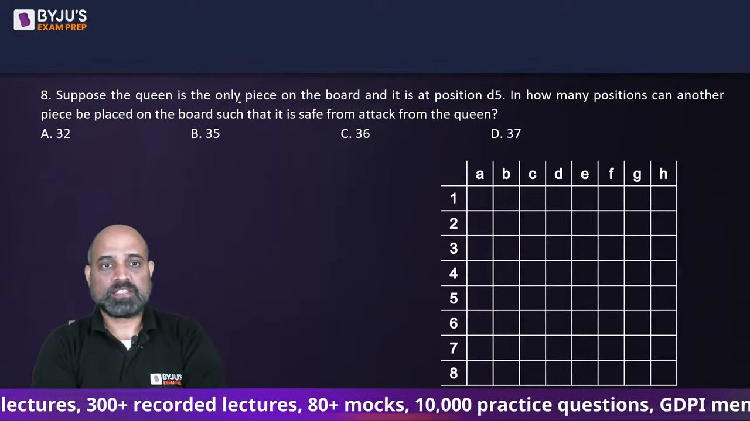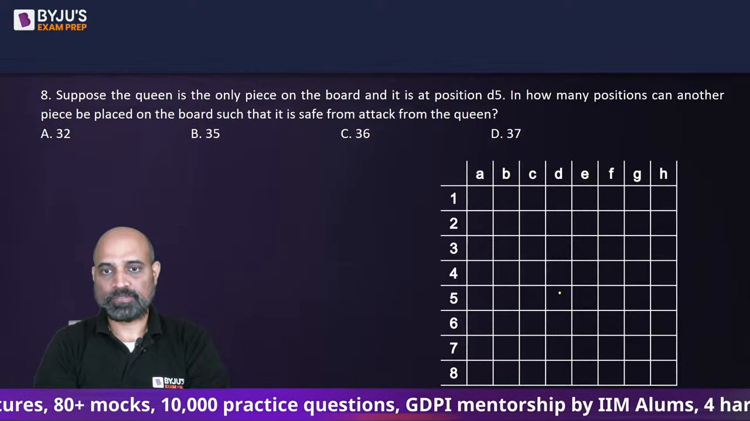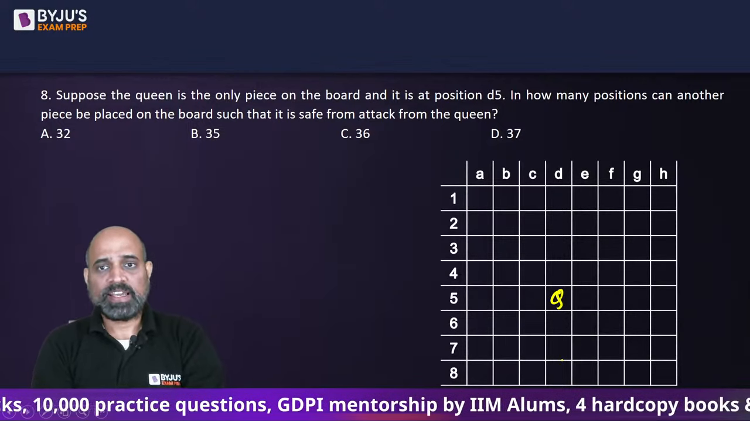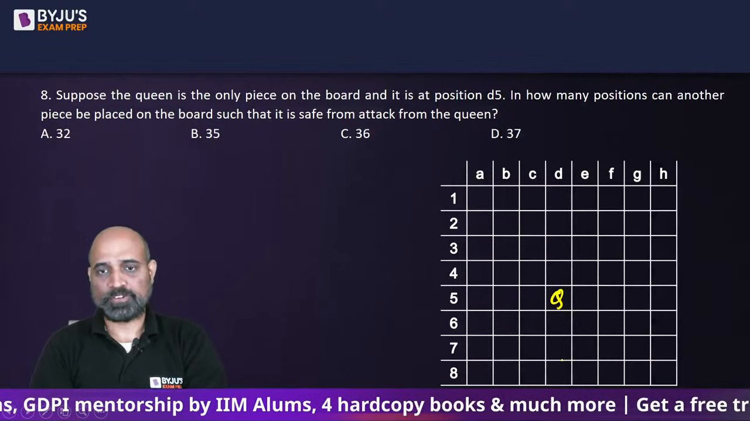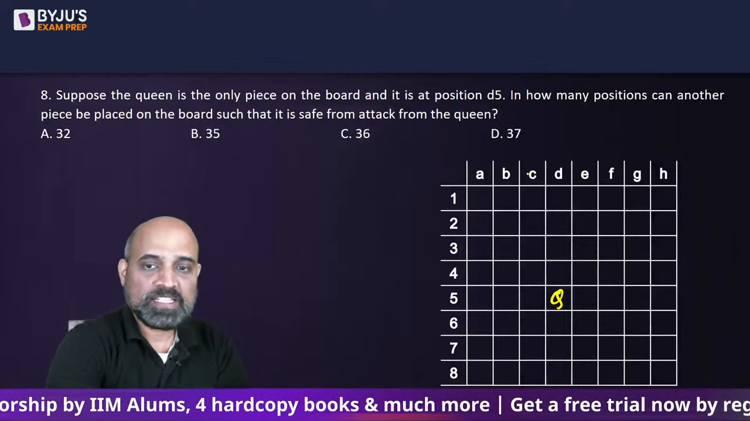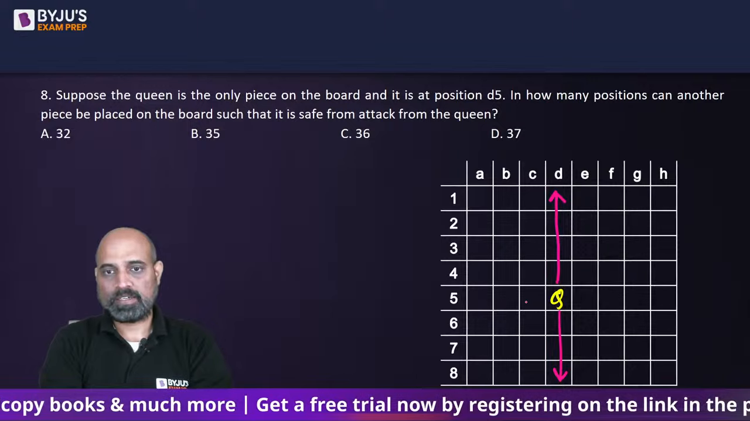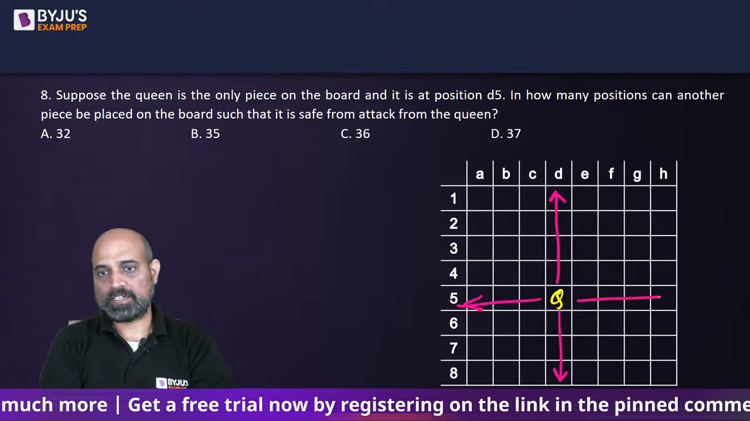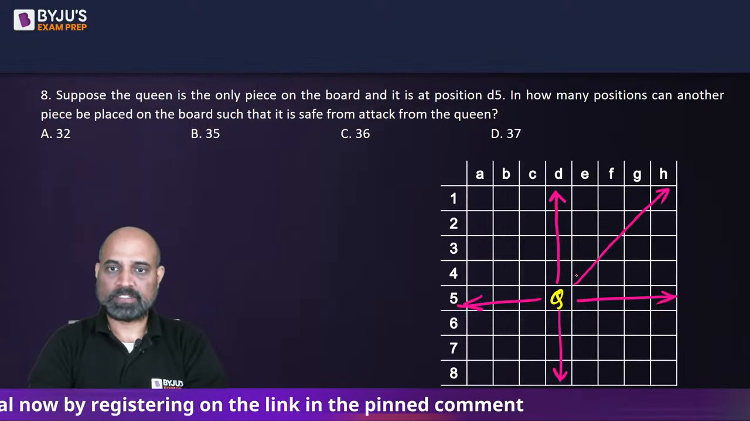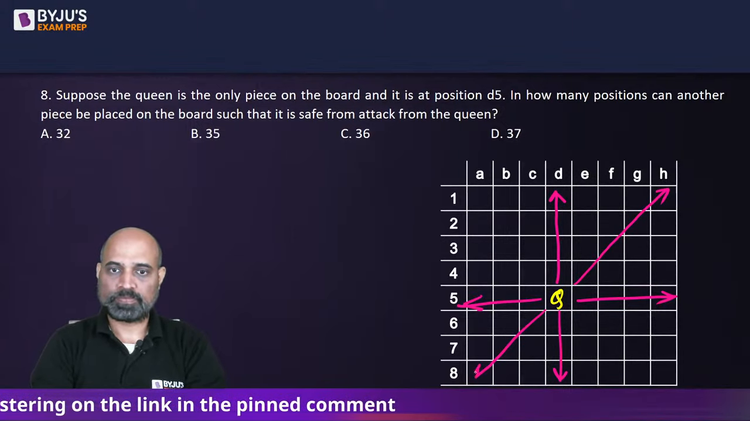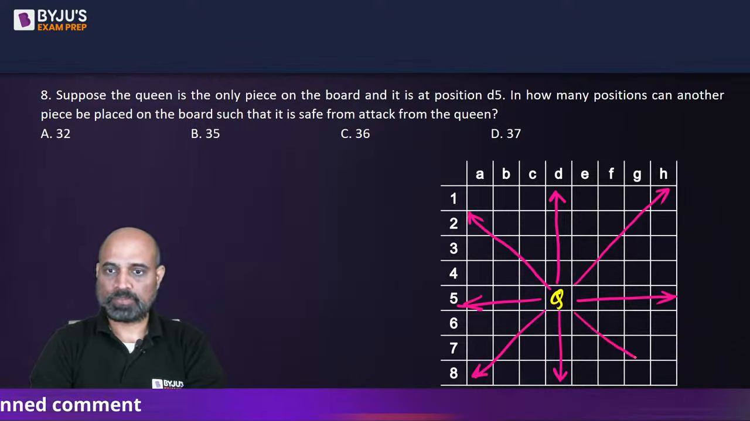Next one, suppose the queen is the only piece on the board and it is at position D5. In how many positions can another piece be placed on the board such that it is safe from the attack from the queen? Well, we can say that if you place a piece here, there is a problem. If you are going to place any piece here, there will be a problem. If we place any piece here, that will be a problem.